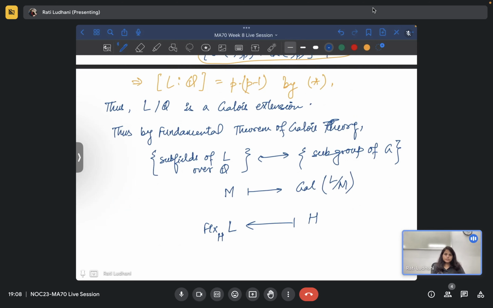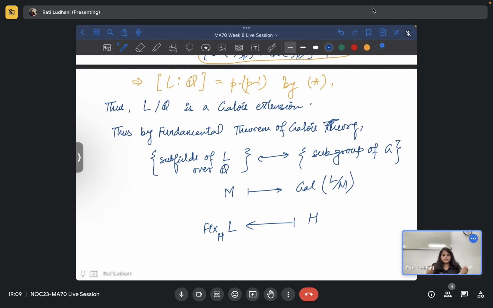Because if L over Q is a Galois extension, then L over M will always be a Galois extension. That is also proved in the fundamental theorem of Galois theory. So we have one correspondence. How can one go from here to here?